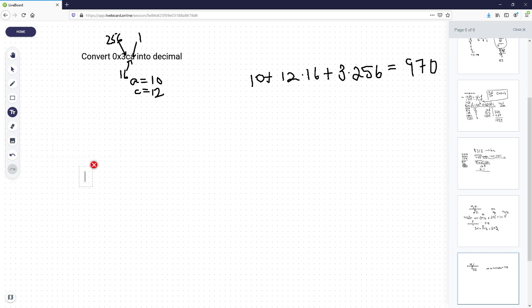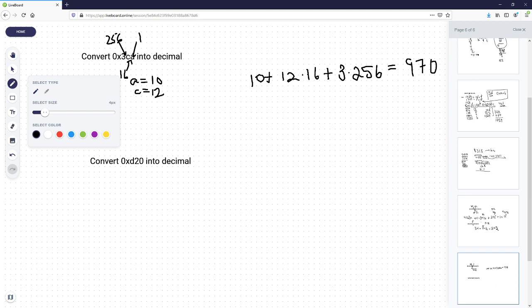Okay, let's do one last example of this. Let's convert D20 into decimal. So what is D? If C is 12, then D is 13. And so we already know the places. This is in the ones place, this is in the 16s place, and this is in the 256ths place.